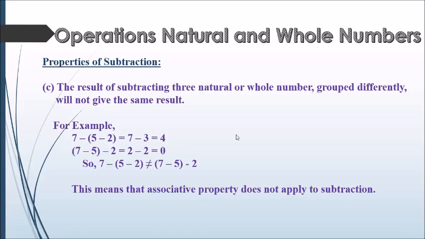In subtraction, when you change the group, for example, I made a group of 5 and 2 first, and now I'm going to make a group of 7 and 5, you can see the answer is not coming the same. You can see the example on the slide. First I made a group of 5 and 2, so I solved this group first. 5 minus 2 is 3, so 7 minus 3 was coming 4. Now when I make a group of 7 and 5, 7 minus 5 becomes 2, and 2 minus 2 becomes 0. So the answer is not coming the same, which means the associative property does not apply to subtraction.